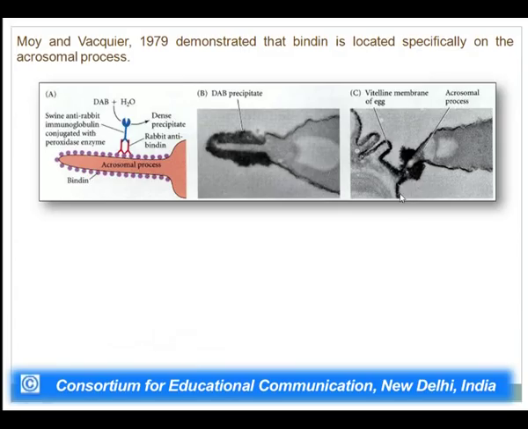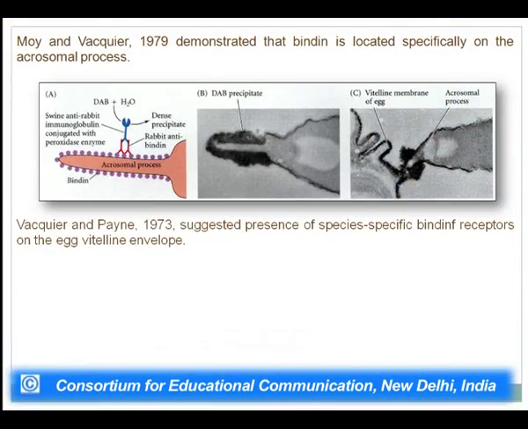This is again the vitelline membrane. This is an interaction with the vitelline membrane of the egg. This is the acrosomal process, and this is where the bindin is located. So, the presence of bindin again causes the species-specific recognition of the sperm.